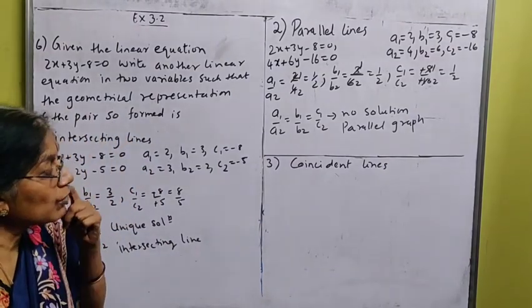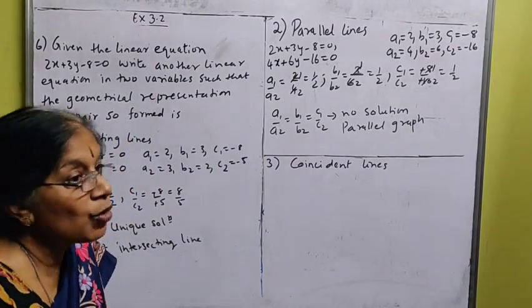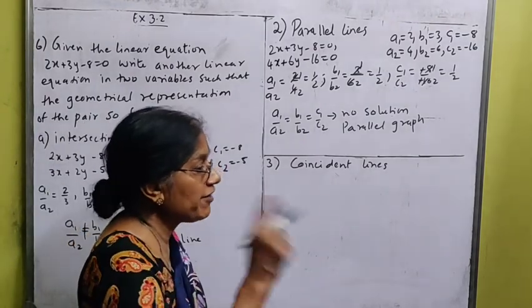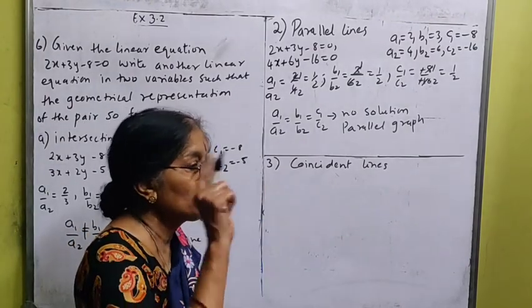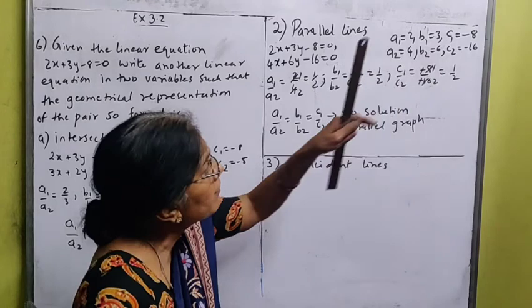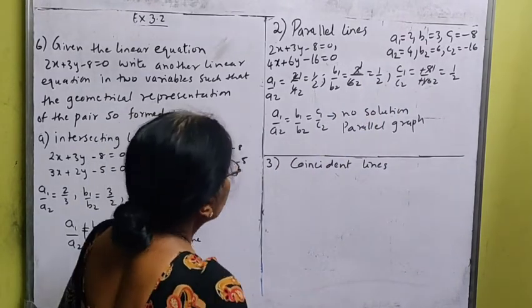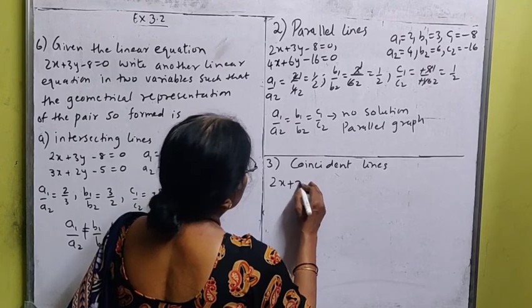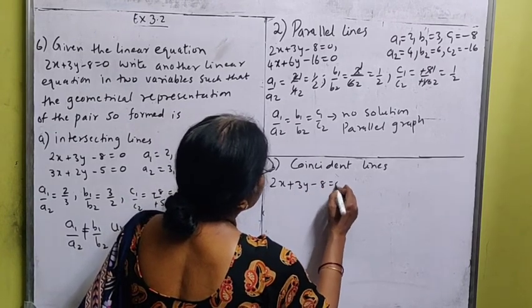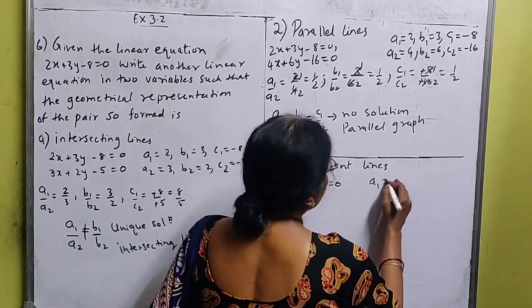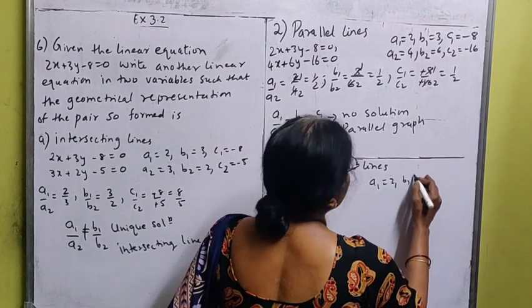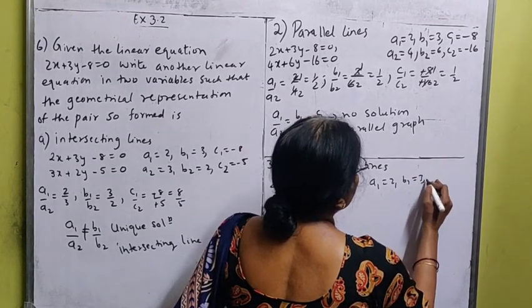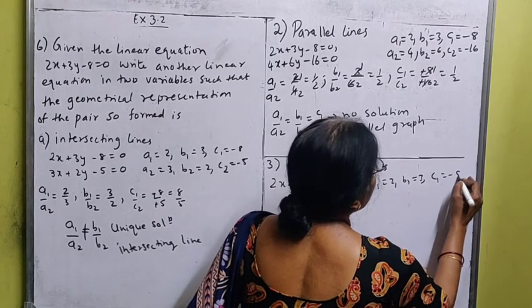So now, to get the parallel lines, see the last one, coincident lines. Coincident lines means what? A1 by A2 should be equal to B1 by B2, should not be equal to C1 by C2. So the equation for us is 2x plus 3y minus 8 is equal to 0. A1 is 2, B1 is 3 and C1 is minus 8.